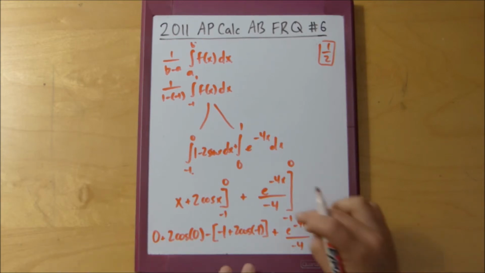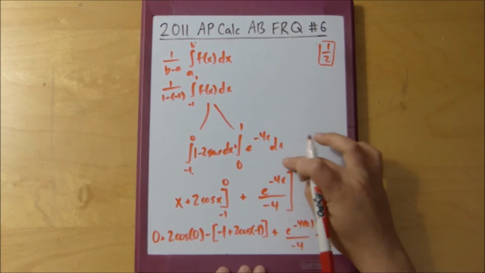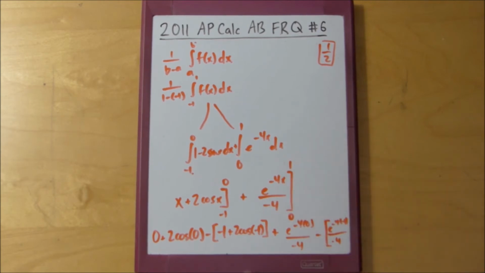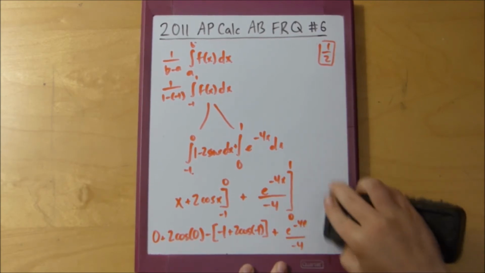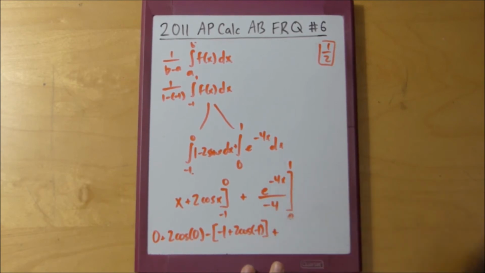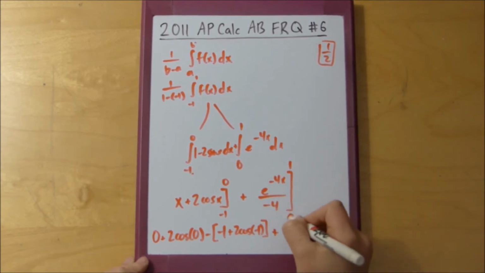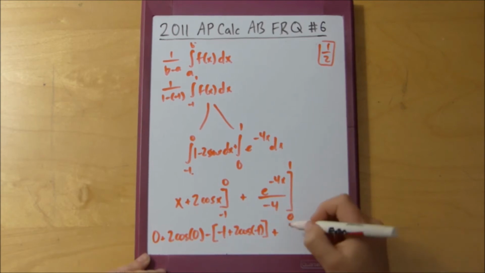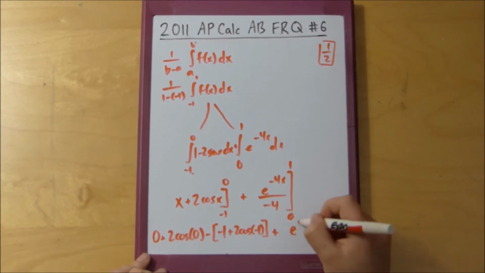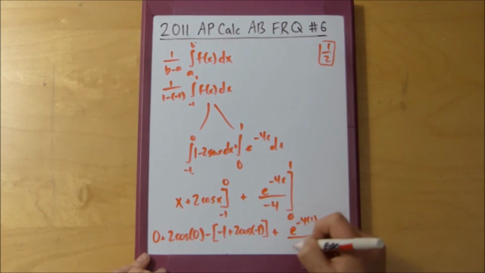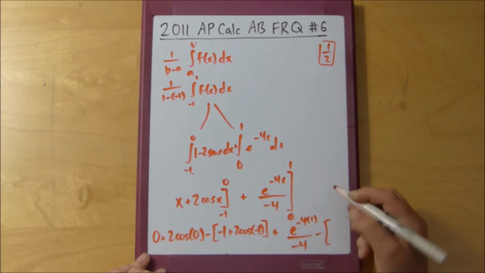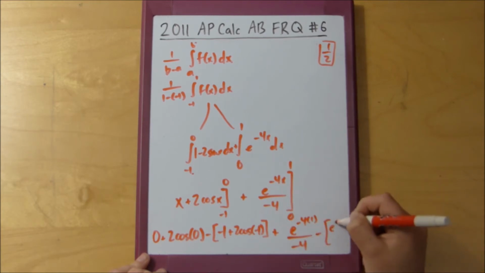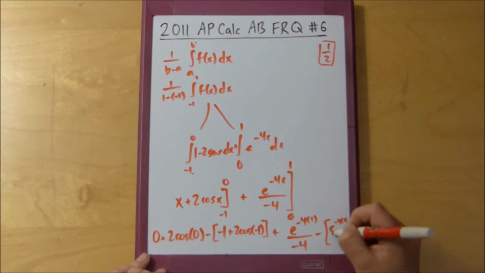I just realized I set this up incorrectly. My goodness. Alright. Rewind. Plus e to the negative 4 times 1 all over negative 4 minus e to the negative 4 times 0 all over negative 4. Right?